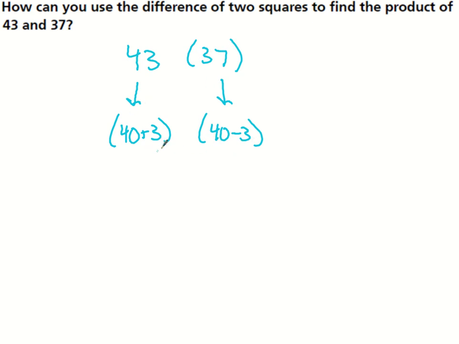But now I have the difference of two squares. So I can square 40, which I can actually do in my head, is 1600, because 4 times 4 is 16, and 2 zeros. Well, then I can square 3, that's 9. So 1600 minus 9 is 1591. And I'm done.